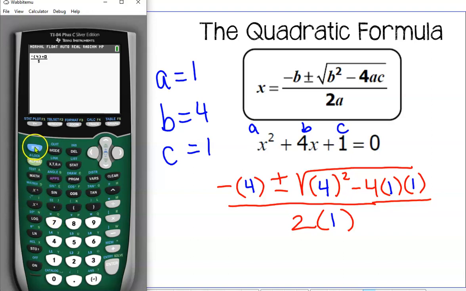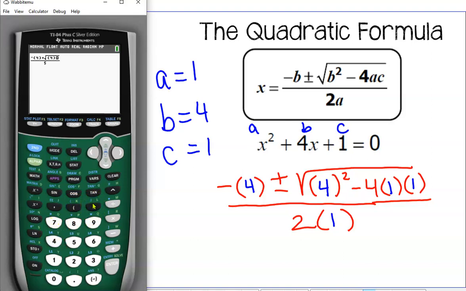It is the inverse of x squared, so it's up here in blue. So since it's blue, I have to press my blue second key first, and then I press my x squared key. And there's my square root sign. And my square root sign will keep getting bigger and bigger as I type. So I'm going to press parentheses 4 parentheses.